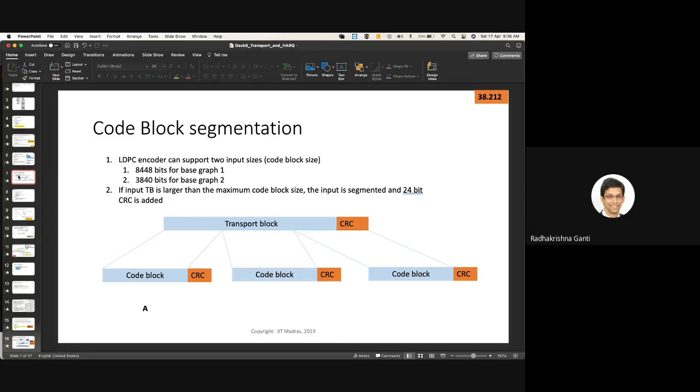And then what you do is, if your input transport block is larger than the maximum code block size for that particular base graph you have chosen, you break your transport block into multiple code blocks. Okay, and for each code block, you add on a CRC, a 24-bit CRC. Okay, any questions till now? Okay.